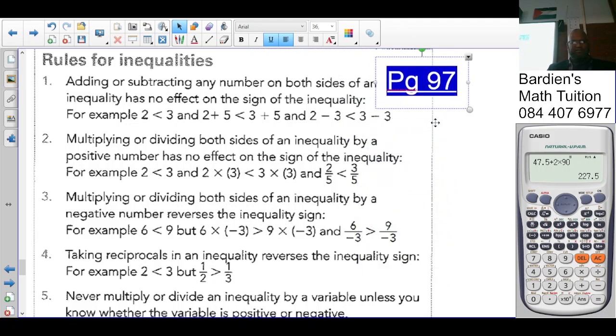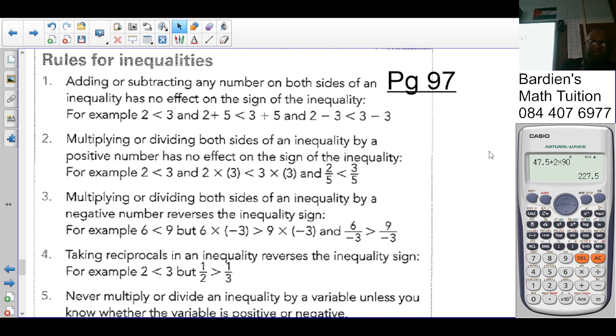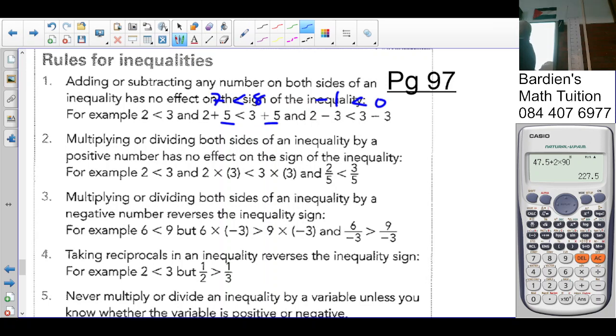So rules for inequalities. Adding or subtracting any number on both sides of an inequality has no effect on the sign of the inequality. For example, if you all agree that 3 is greater than 2, if you add 5 on this side and you add 5 on that side, it's going to become 8 is greater than 7. Subtract the same number on either side, there's negative 1 and you've got 0. 0 is greater than negative 1. Can you see that, people? Same like an equation. If you add the number on either side of the equal sign, the equation is still balanced.